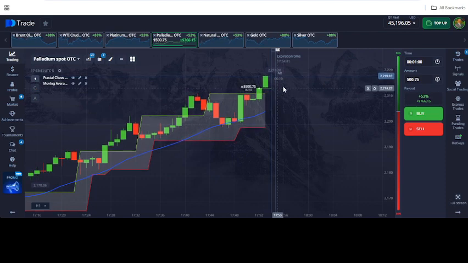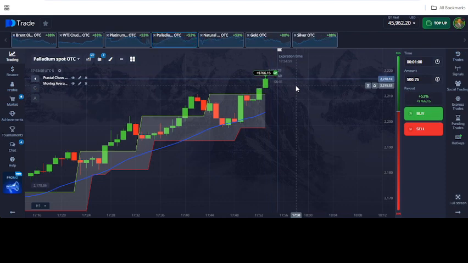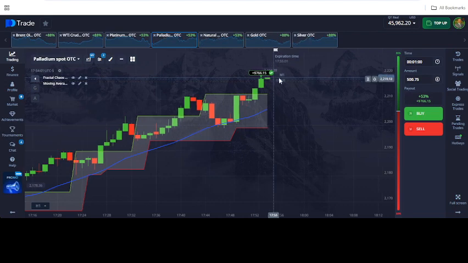And this is exactly what's occurring right now. So let's monitor this trade and wait for the expiration at the end of 60 seconds. Okay, so we're in the money on this trade.